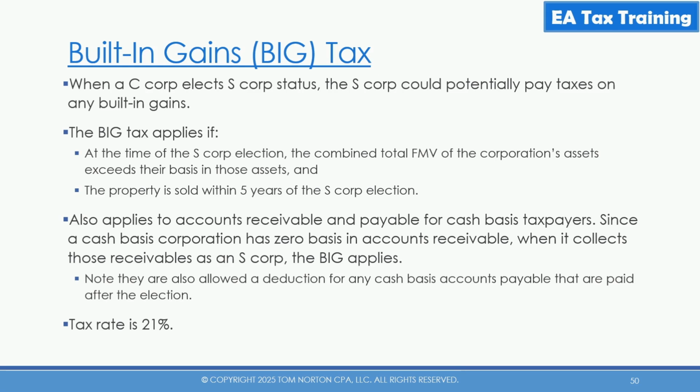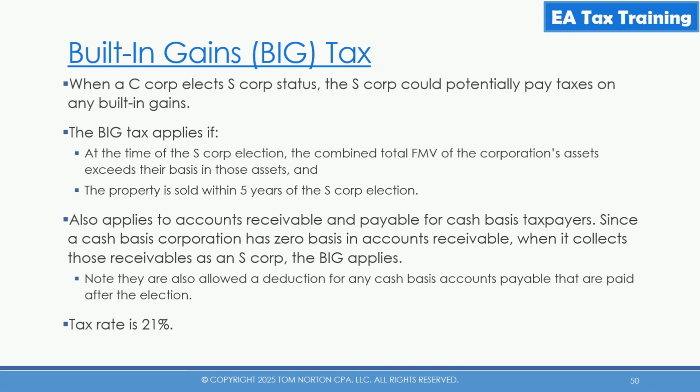Now you might say, well, what if you just plan ahead, make the S Corp election, and then wait 5 years or more to sell those assets? Well, if you do that, then good for you. You are in the clear. You will be able to avoid the double tax in that instance.